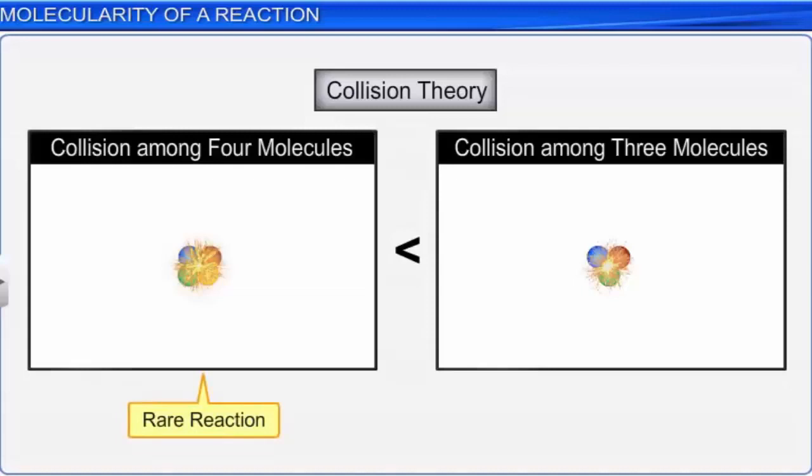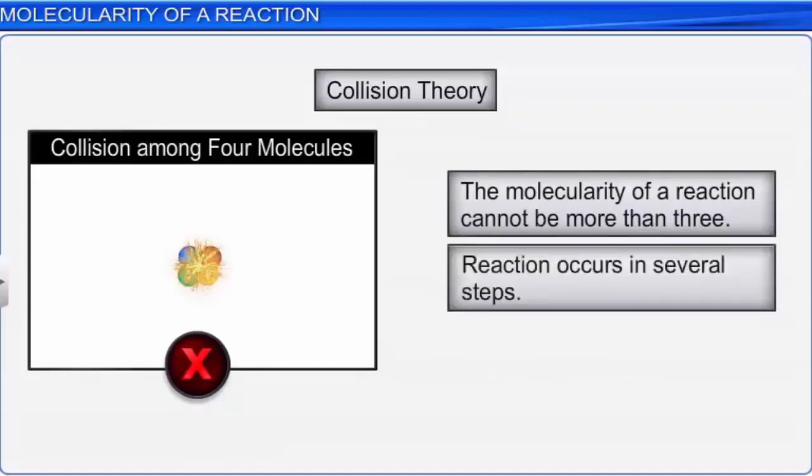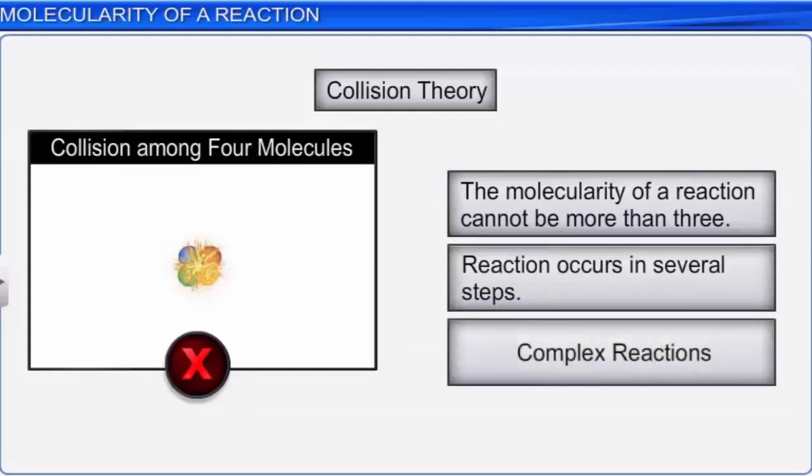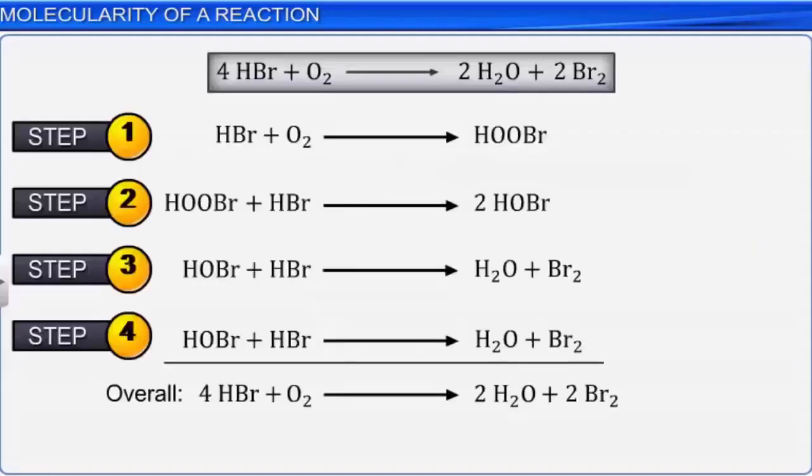Therefore, the molecularity of a reaction cannot be more than 3. Reactions involving more than 3 molecules take place in several steps, and such reactions are called complex reactions. Note that the molecularity of a reaction that takes place in a single step is equal to the total number of reactant molecules involved in the balanced chemical reaction. Let us now move on to the mechanism of a complex reaction involving more than 3 molecules.